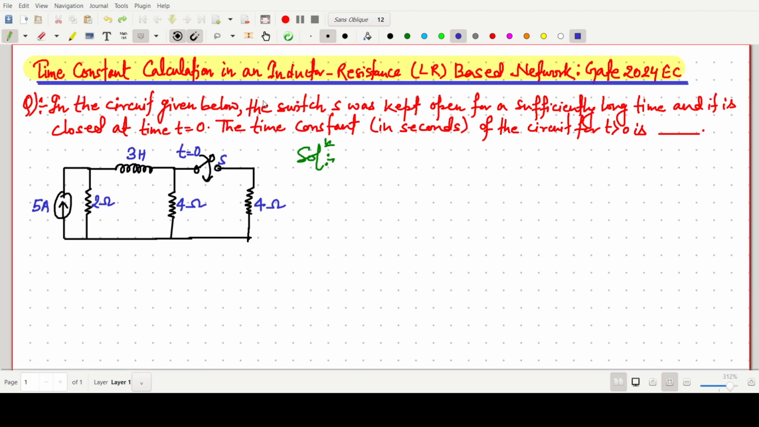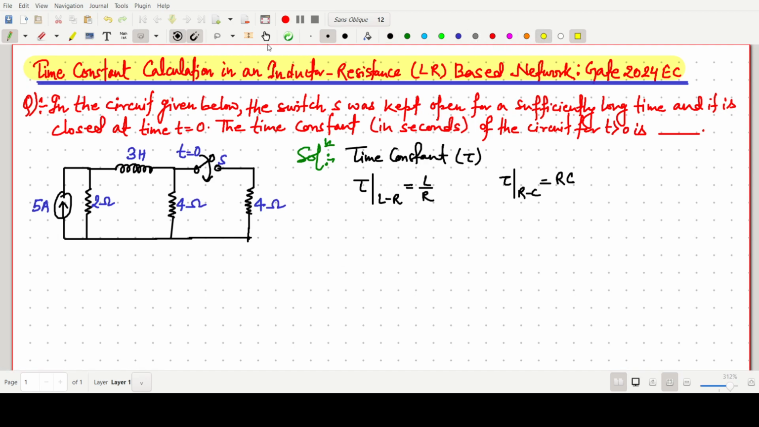This is basically a problem consisting of an inductor and resistor. The time constant, generally denoted by tau, for an inductor and resistance based network will be L by R. This is the formula. Similarly, the time constant for the RC based network is simply RC. This formula we can also achieve by simple calculation.